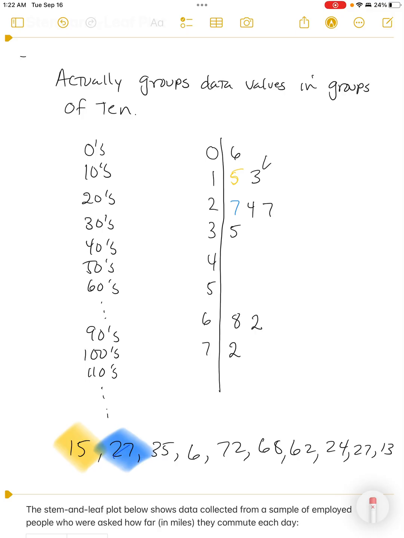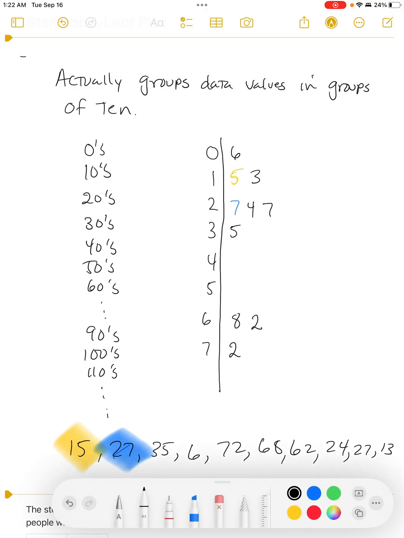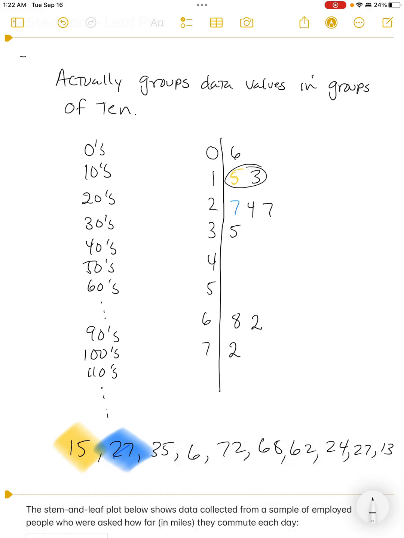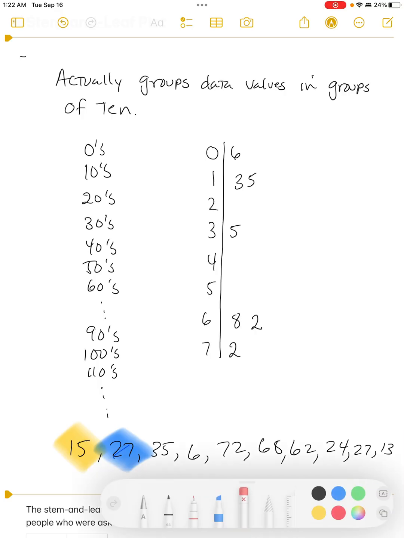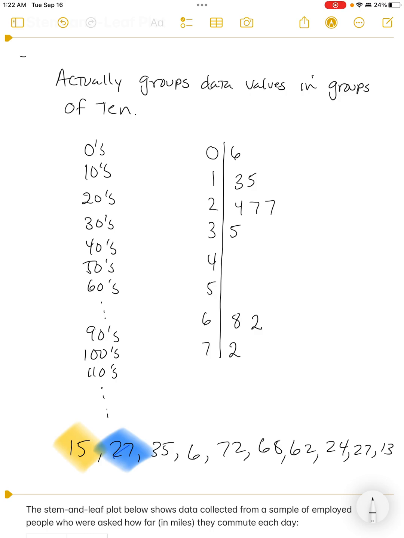One other thing that they do, which is recommended for the future, is they put things in numerical order. So for example, right here, 15 and 13, the 5 and 3 portions are not in numerical order. They would erase those and put that line back in here, put the 3 first and the 5 second. Down here, they would say, oh, not 7, 4, 7. They would put 4, 7, 7.